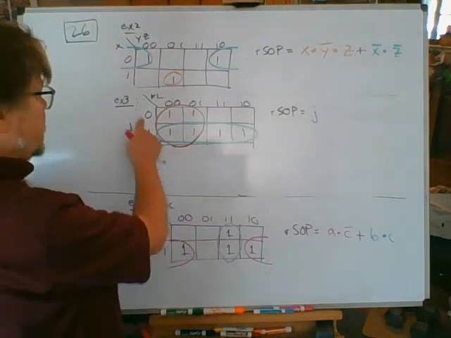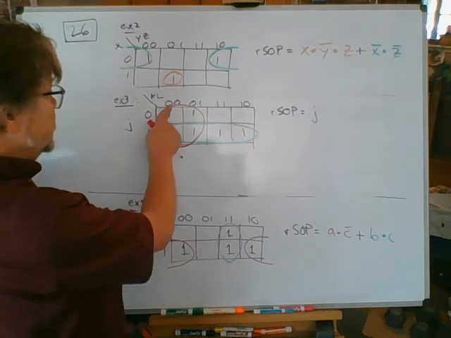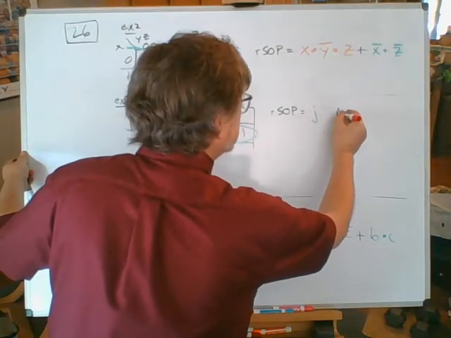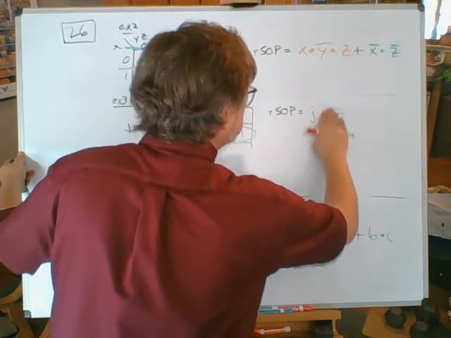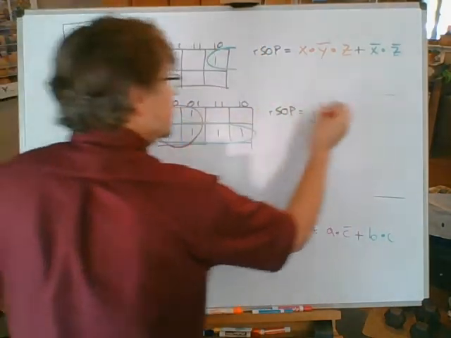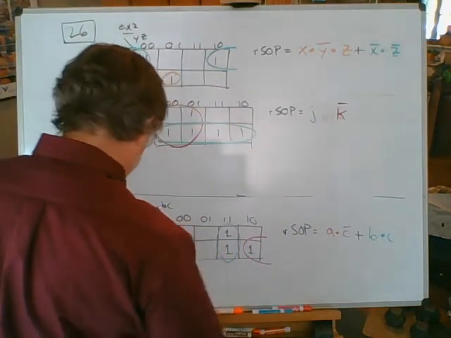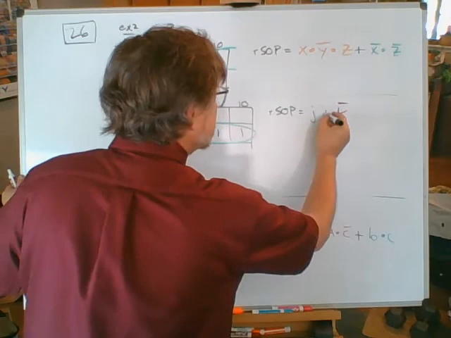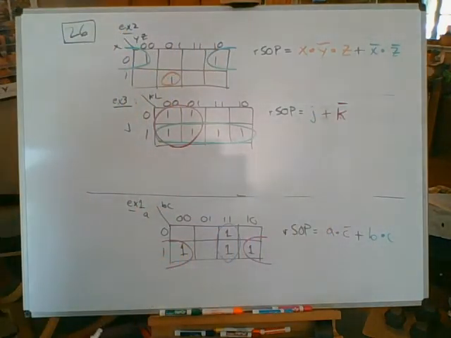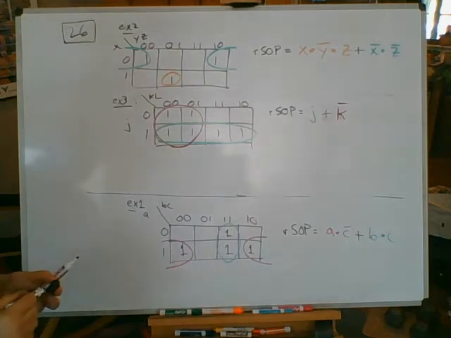What do these have in common? They don't have a J value in common. J flips back and forth between 0 and 1. They have not K in common. I can't spell K. They have a not K in common, and L doesn't matter. Look what happened to that. These gigantic subcubes, each of size 4, and the reduced SOP boiled away to almost nothing.